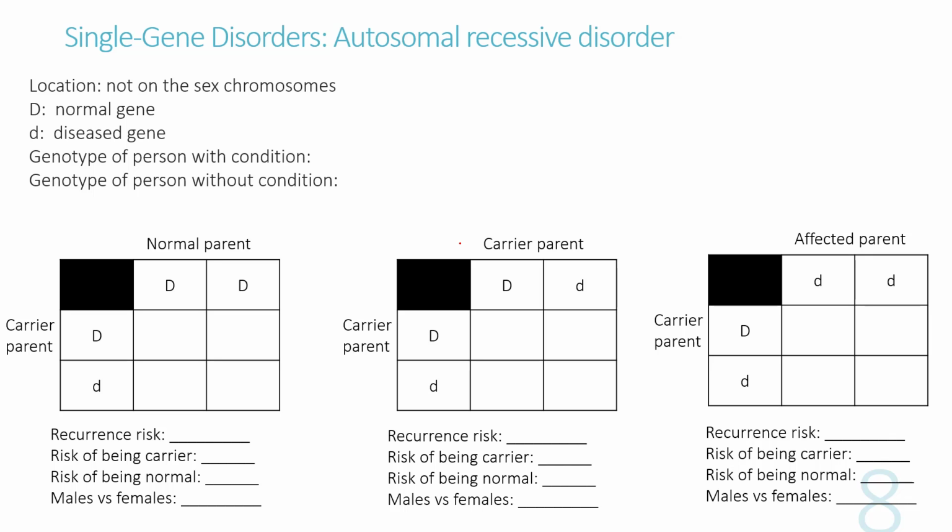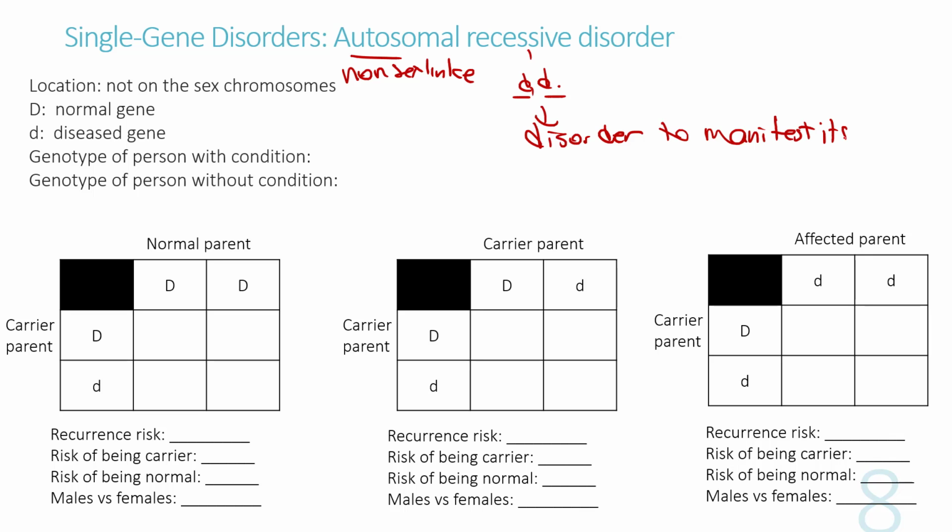Next disorder is autosomal recessive. So autosomal, again, non-sex linked. Recessive means you have to inherit 2 copies of the gene for the disorder to manifest itself. And we talked about a disorder that is recessive. Sickle cell anemia has to be inherited from both parents, right?